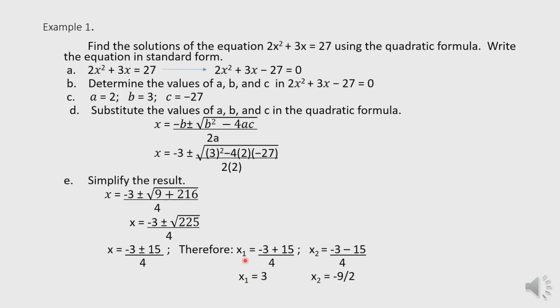Therefore, our values are x sub 1 and x sub 2, since there are two values for a quadratic equation, which we denote as 1 and 2. So the value of x sub 1 is equal to negative 3 plus 15 over 4. And x sub 2 is negative 3 minus 15 over 4. Then simplify. After simplifying this, we got x sub 1 is equal to 3 and x sub 2 is negative 9 over 2.